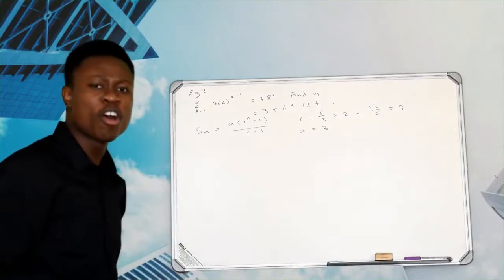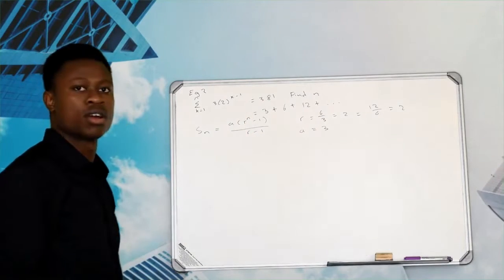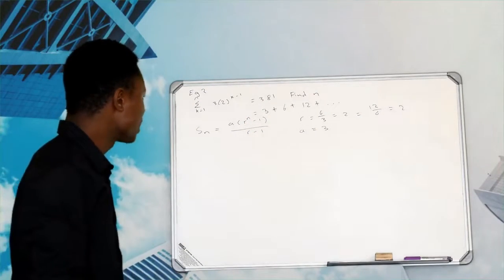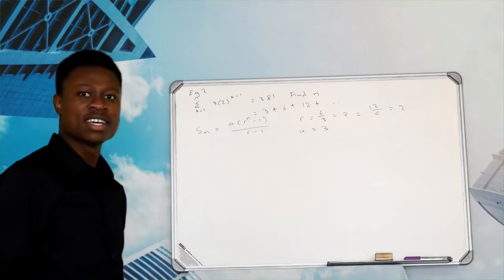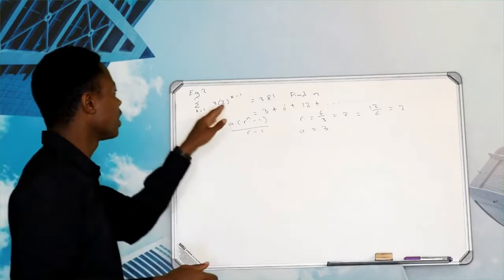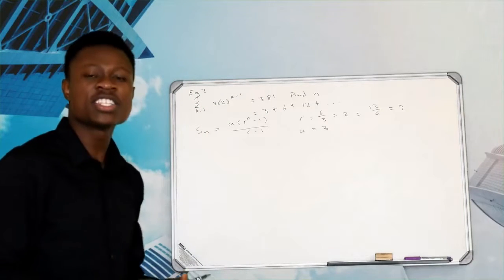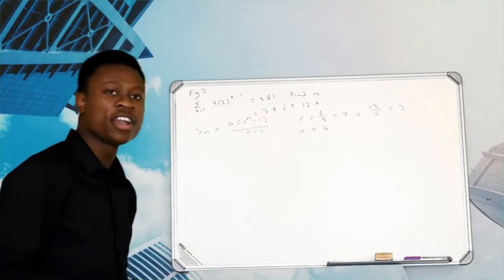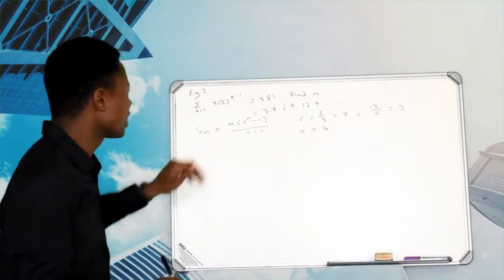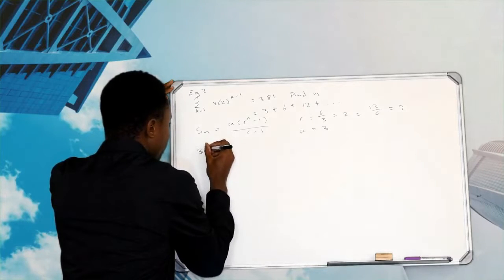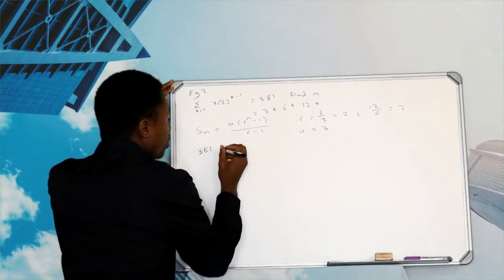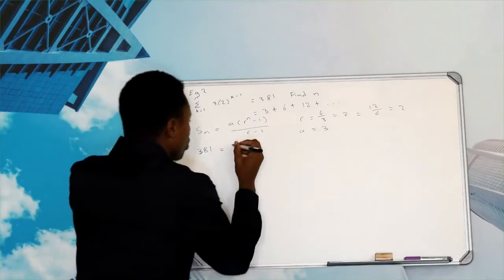So I know that for a fact I will not have n, because that's what I'm looking for. I have a, I have r. Do I have what Sn is? Yes, that's what they told me. They told me that the sum of this is equal to 381. So therefore Sn is equal to 381, which is equal to, what is a? My a is equal to 3.